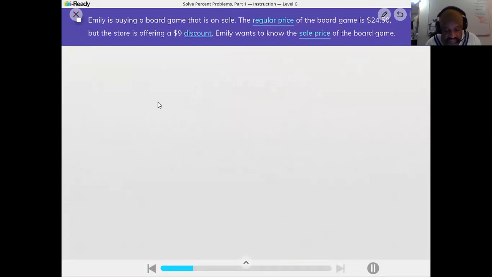This one says Emily is buying a board game that's on sale. The regular price of a board game is $24.50. The sale is offering a $9 discount. Emily wants to know what the sale price for the board game is. And you see they've underlined those words. So those are key words that you're going to need.